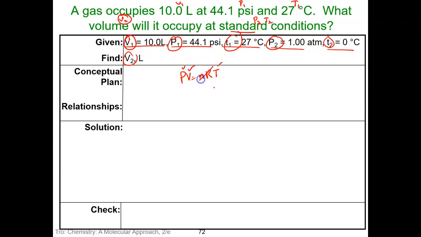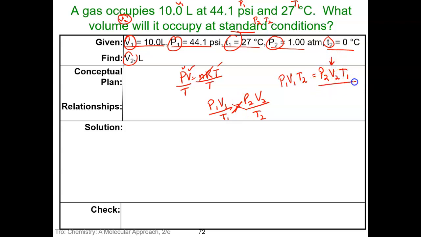P's, V's, T's, cross off R, put everything on the left. P1, V1 over T1 equals P2, V2 over T2. And we're solving for V2. When you solve for this, I think it's easier to do it with the crisscrosses. So it ends up being P1, V1, T2 equals, crisscross it this way, P2, V2, T1. We're solving for V2.